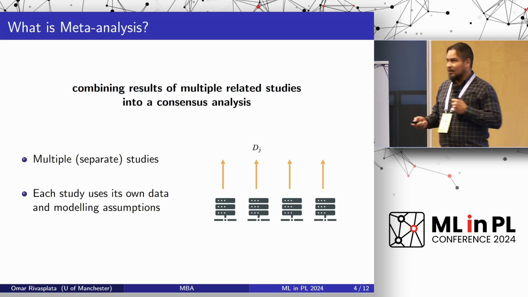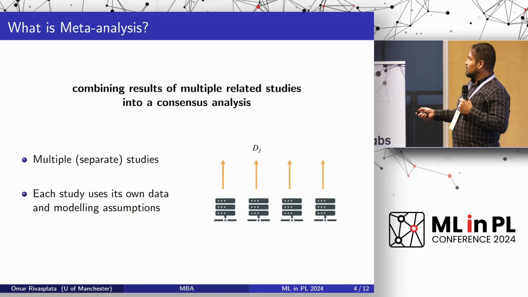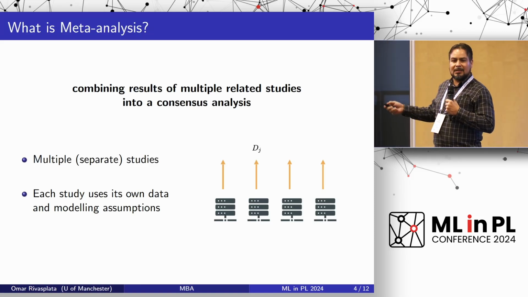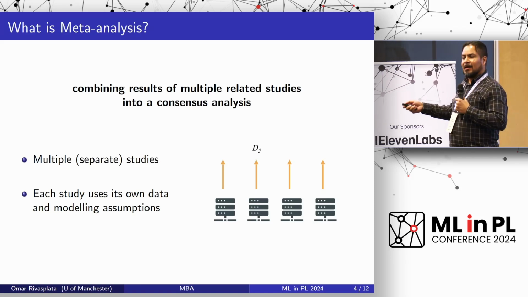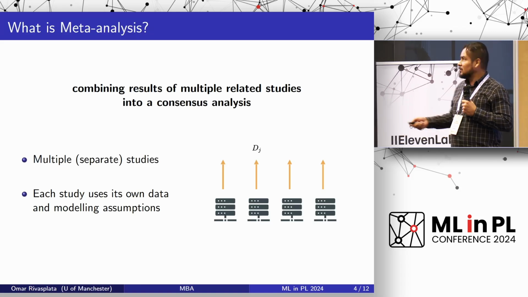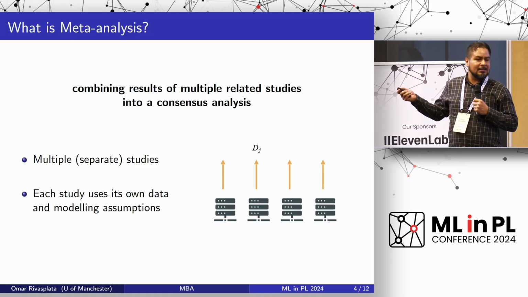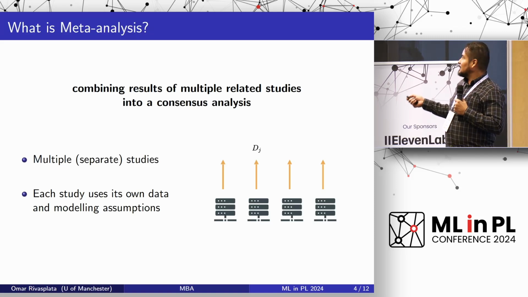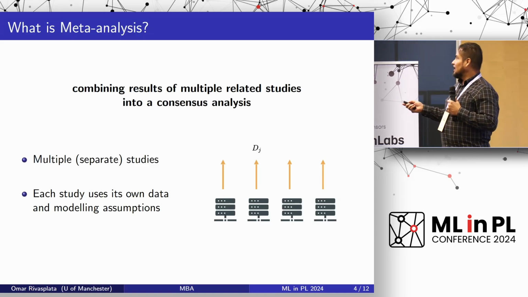Meta-analysis in general is about getting the results from separate studies. So each of the blocks here is meant to represent a separate study. Each separate study may have its own data that the study was based on and its own modeling assumptions. And then each analysis may output some sort of summary statistics. And then what meta-analysis tries to do is put all of those together in a consensus analysis.